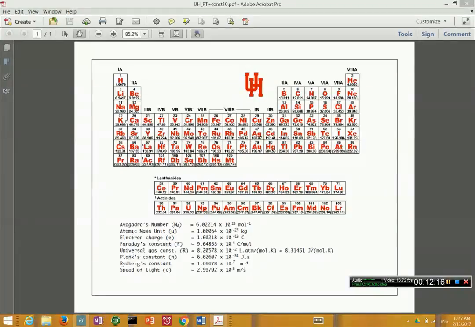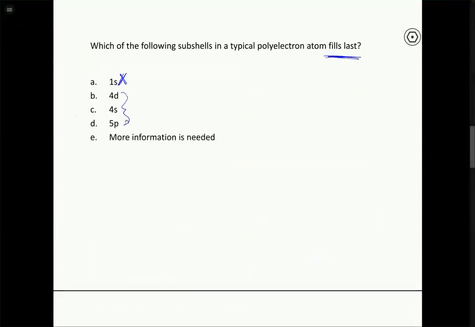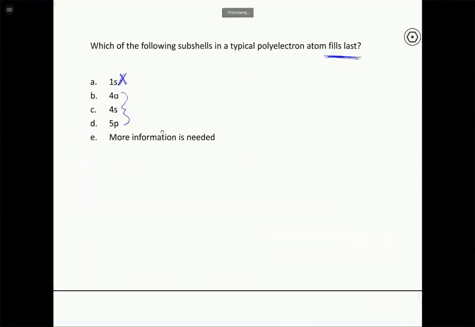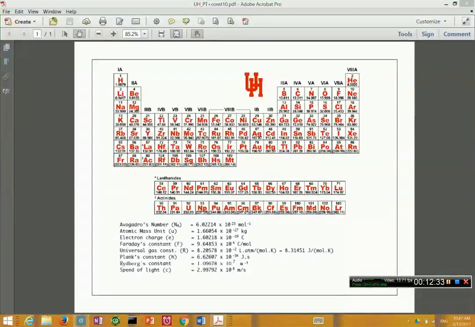And that's going to come before the 4d. Okay, so we have 4s here, and then 4d is here. So 4d definitely comes after 4s, and then we also have 5p, which comes after 4d. Again, the one that we're comparing, 4s, is this part of the periodic table, where we're at atomic number 19 and 20.